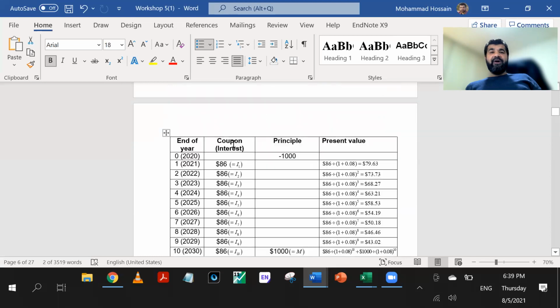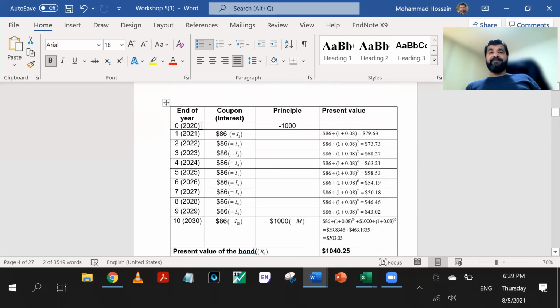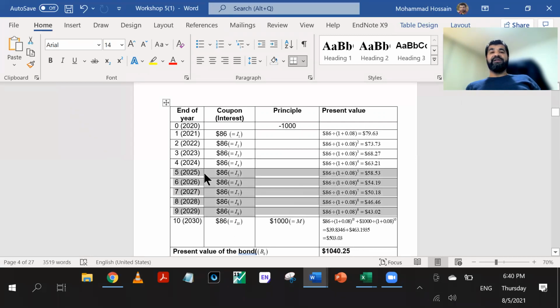Let's put it this way. You purchase the bond in the year 2020. Now in 2025, you come and ask how much interest you are getting. After 5 years, you're thinking: if I hold the bond for 5 more years, what will my rate of interest actually be?